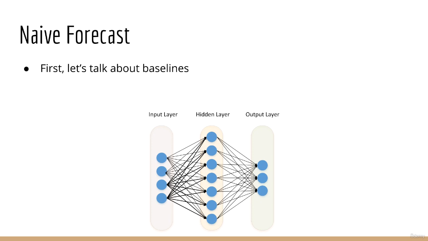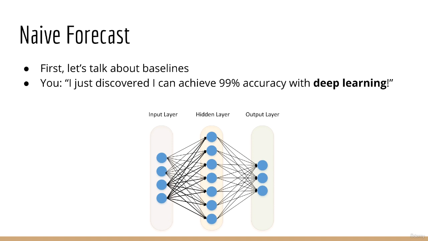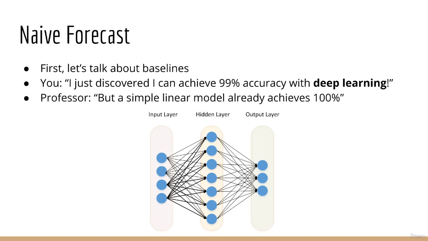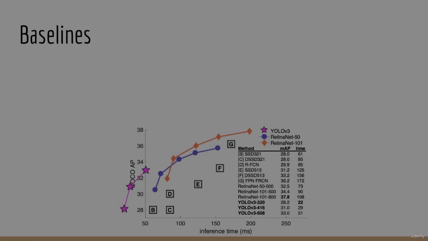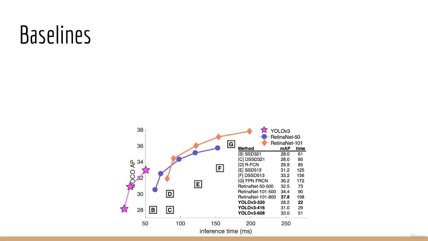To give you an example, suppose that you went to your professor tomorrow and say, "Hey, I just made a great discovery. I built a model using deep learning and I got 99% accuracy." Unfortunately, this statement is meaningless because you don't have the context of a baseline. Your professor might say, "But student, we already know that a simple linear model achieves 100% accuracy." In this case, your model is worse than what currently exists, and furthermore, it's also slower. So how can we make sure that we don't make this mistake? The answer is using a baseline.